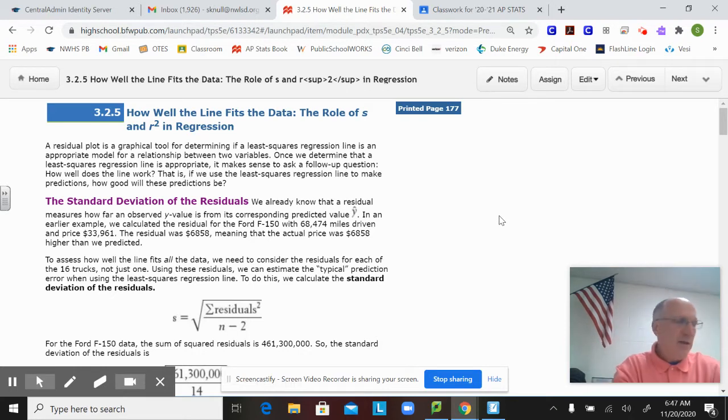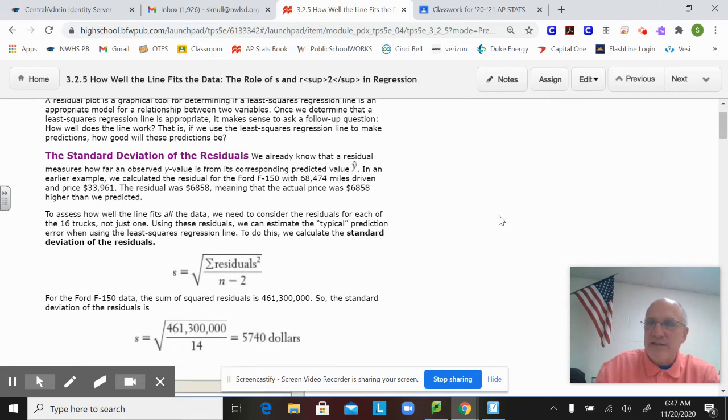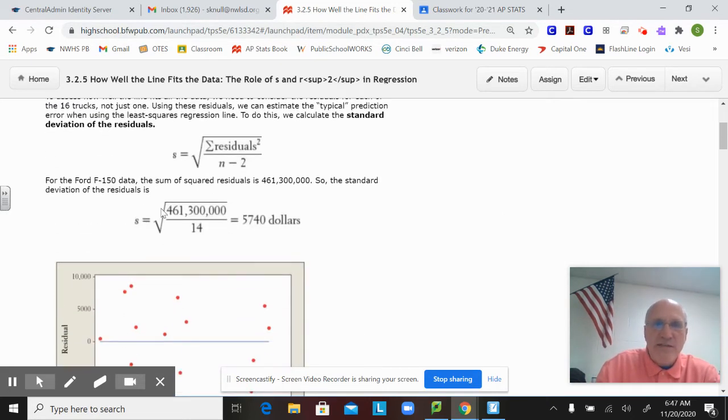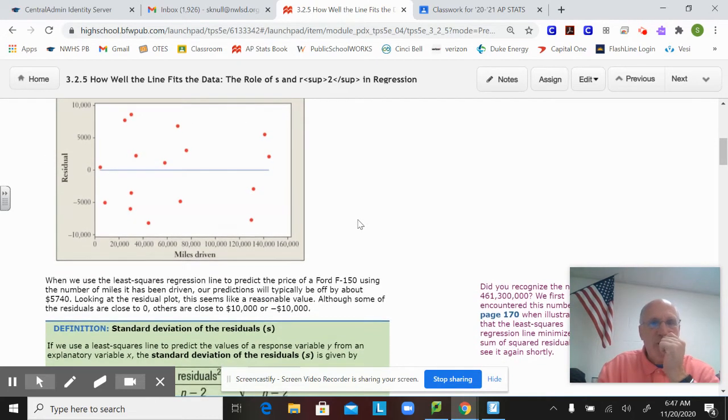So let me say that again. Let's do the example here. They found the standard deviation. Again, we won't have to calculate it. We'll be given it and have to interpret it. The standard deviation is 5740. So let's see how they interpret that.